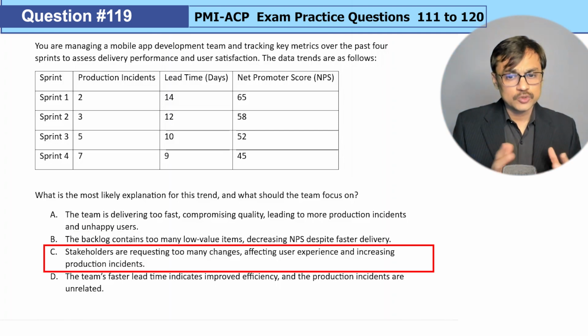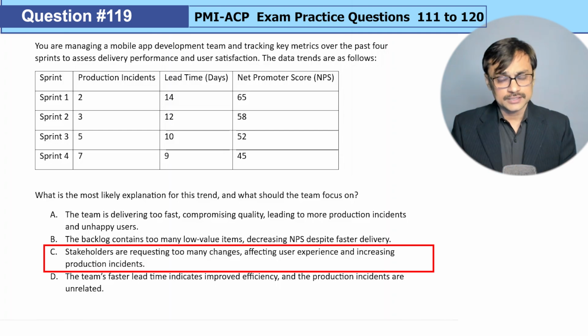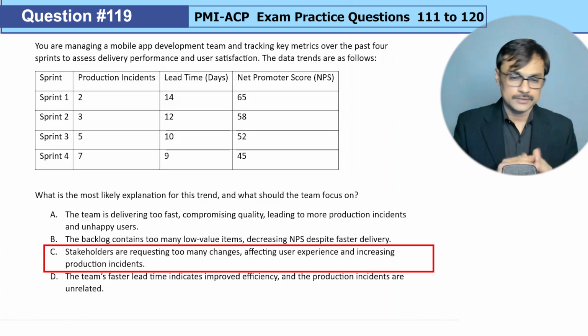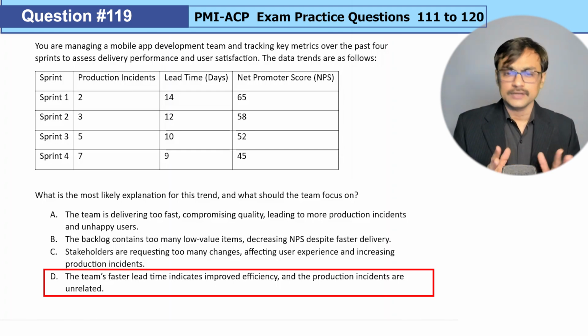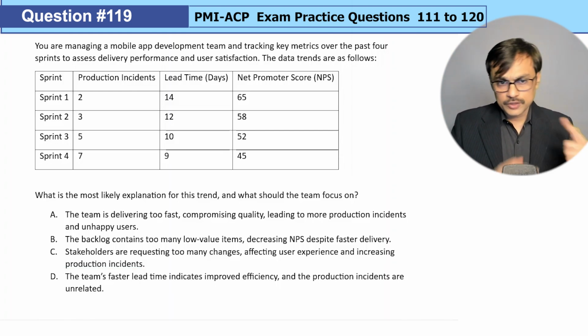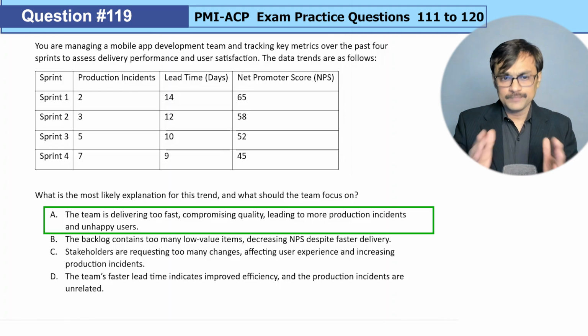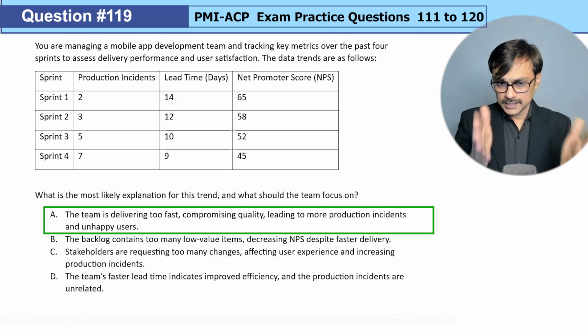Option C, stakeholders are requesting too many changes affecting user experience and increasing production incidents. Maybe, but your lead time is reducing. That is not coming through clearly here. Maybe because of more work the trend is going long, but that data is not available here. Option D, the team's faster lead time indicates improved efficiency and the production incidents are unrelated. Definitely not. Production incidents definitely have some relationship with the NPS score. So if I read all this, I come back to option A: the team is delivering too fast, compromising quality, leading to more production incidents and unhappy users. Something can be seen here. So option A is my answer here.